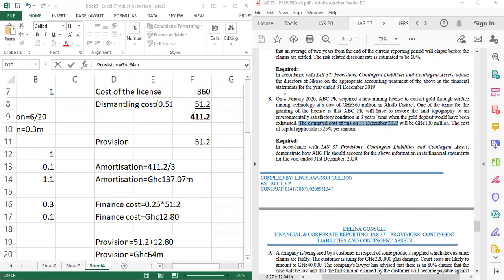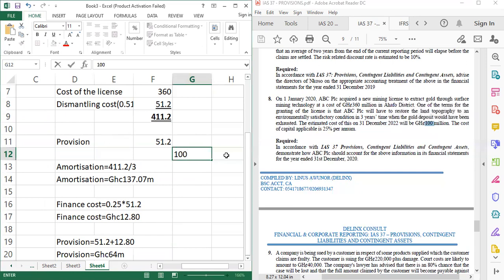If you should restore the land today, what should have been the value? So we present value the amount, the dismantling cost that we are going to pay in 3 years. How do we do that? Future value, which is the dismantling cost, the amount that you are going to pay in the future, divided by 1 plus R, all of this 1 plus R exponent N.